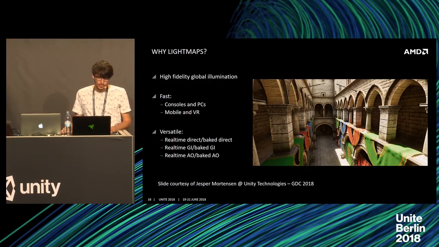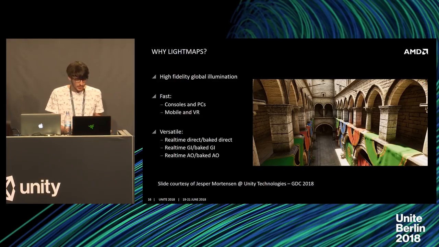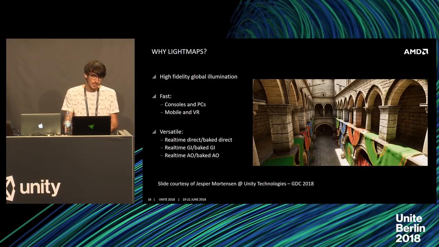That makes them suitable for consoles and PCs, but also for low-end devices, such as mobile, and performance-critical devices, such as VR. They're also extremely flexible. It's very easy to mix and match your real-time information with your baked information. It's typically like some SSAO with some baked AO, very easy to mix and match. So that makes light maps very desirable.